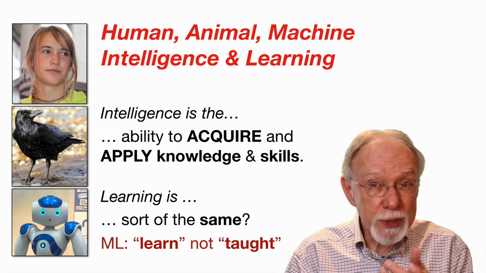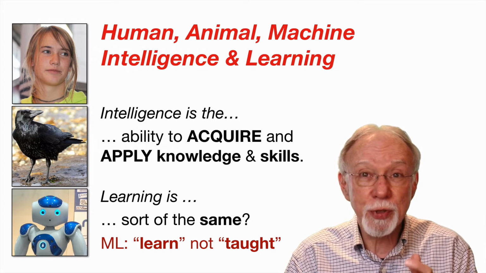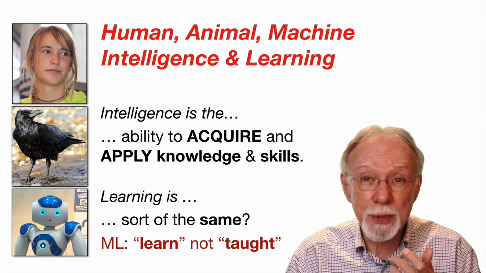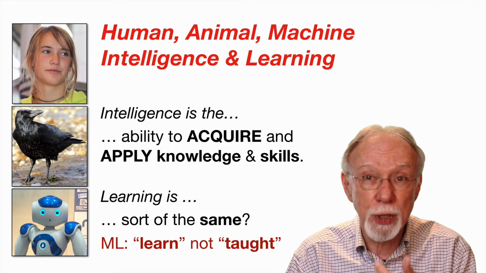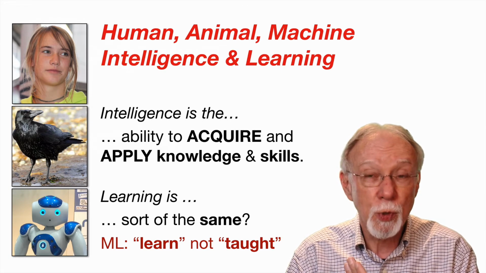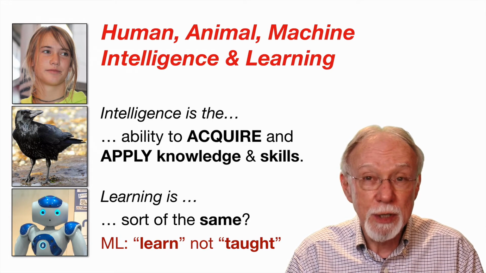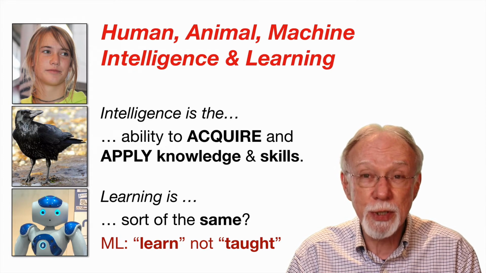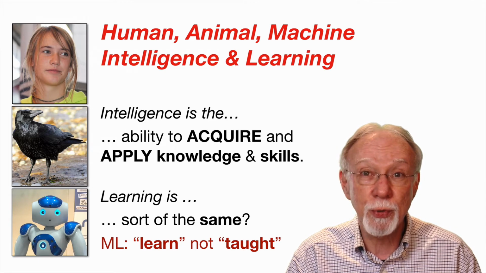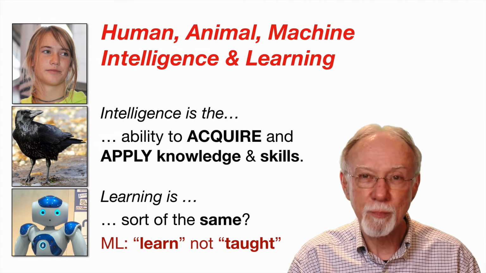But there's one little twist. Often when we think of learning for humans, we think of kids in a school being taught by a teacher, whereas machine learning is more like self-learning. So as we think about machine learning, think about for the girl or the crow or the robot, self-learning.